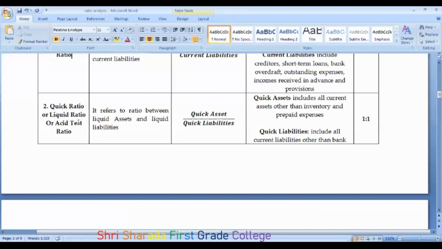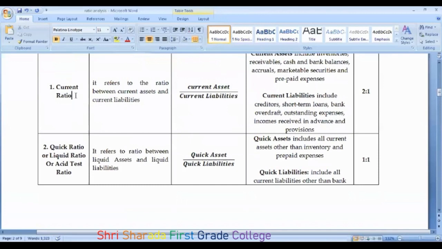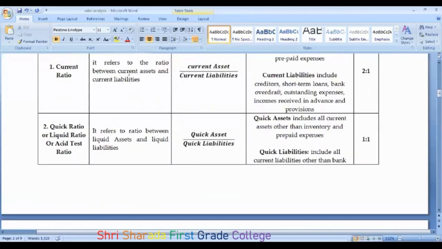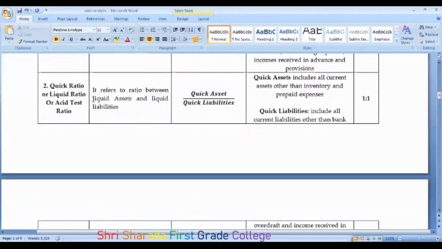Okay. And now the quick ratio is also nothing but the liquid ratio, or it is also called the acid test ratio. So what does this actually refer to? It refers to the ratio between the liquid assets. In the case of current assets, it includes all the current assets, but here it includes only the liquid assets and the liquid liability.